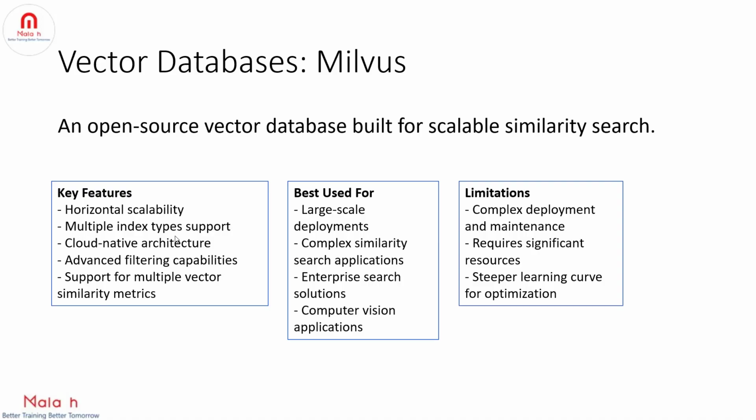It has multiple index type support, cloud native architecture, advanced filtering capabilities, and support for multiple vector similarity metrics, right? And Milvus is best used for large scale deployments, complex similarity search applications, enterprise search solutions, and computer vision applications, right?